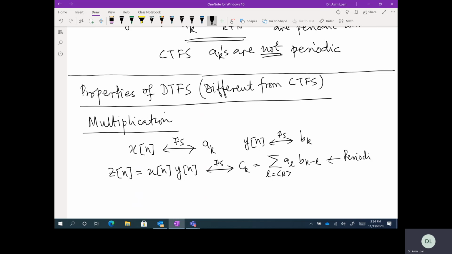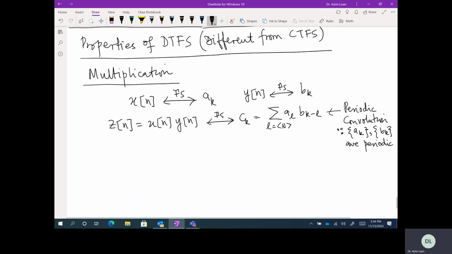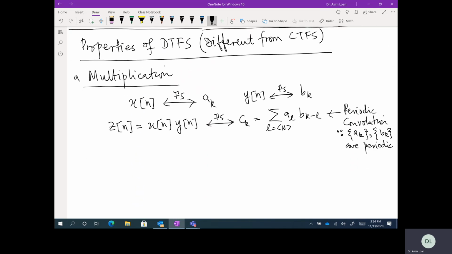And this is, by the way, a periodic convolution. Over there, it was aperiodic. Now this is periodic convolution, because a_k and b_k are periodic. This was not the case for the continuous time Fourier series. The second property is the first difference, since there is no derivative definition here.